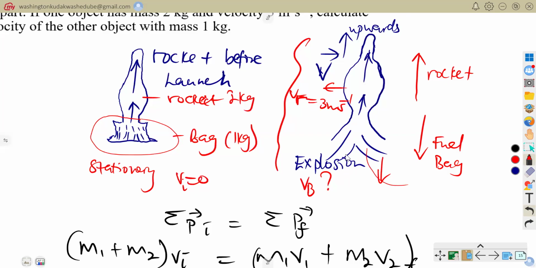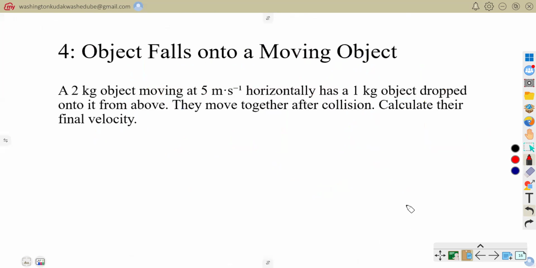That's why you would see your smoke or else your flame going downwards. So it will make sense to say it would be negative 6 meters per second there. So that is our third scenario. Let's look at our fourth and final scenario here.